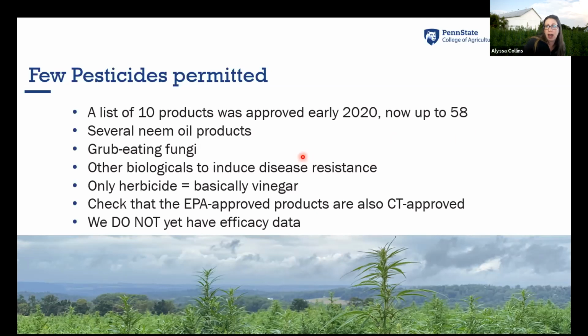but things that have been used in other crops mostly for these purposes. So we're looking at a lot of neem oil products, a lot of fungi that eat insects like grubs or caterpillars, other biologicals that might stimulate the plant to induce its own defenses. The only herbicide options right now are basically vinegar or an acid that works similarly. So we don't have anything that can be used in season on top of that crop.